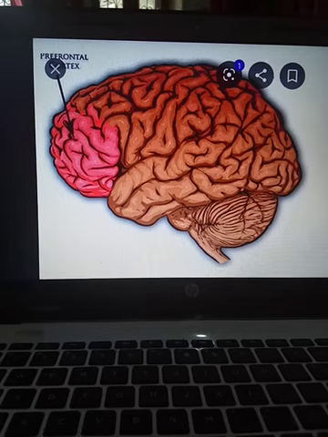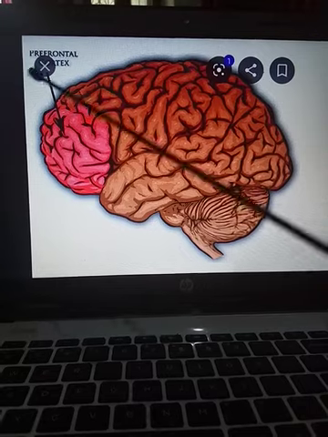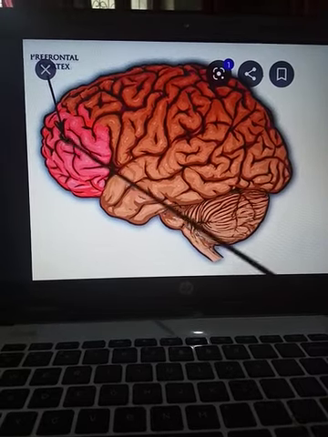This prefrontal cortex is associated with the expression of emotions and the prediction of the person towards his various actions.